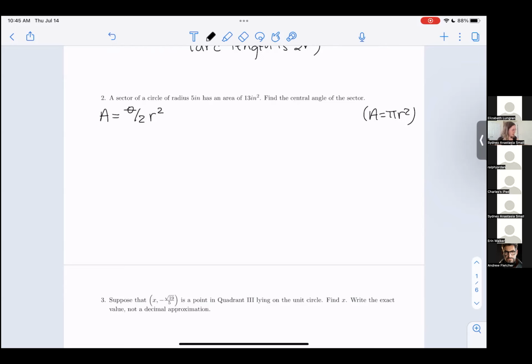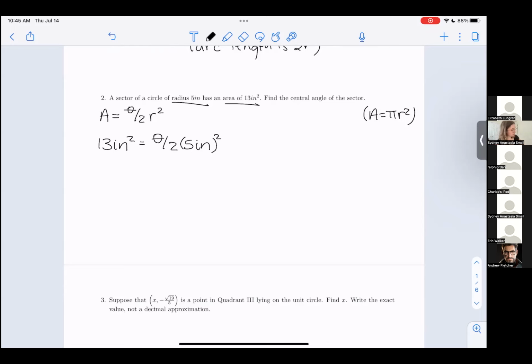So we have the radius and we have the area. That means we have to solve for theta here, which we can do just by substituting these values in. So 13 inches squared is equal to, we don't know what theta is, over 2 times 5 inches squared.